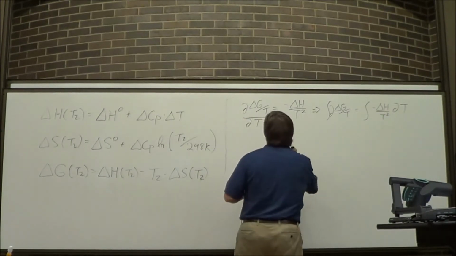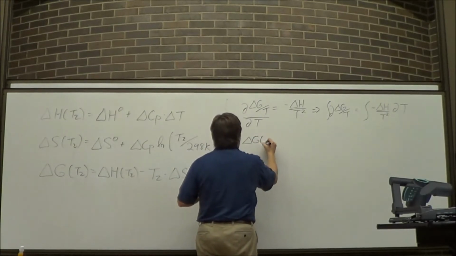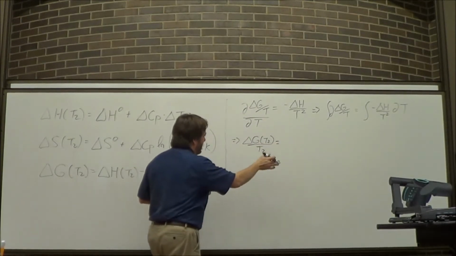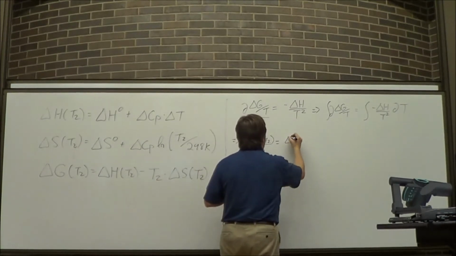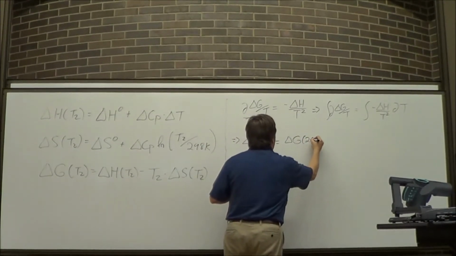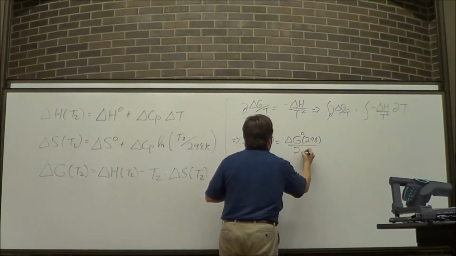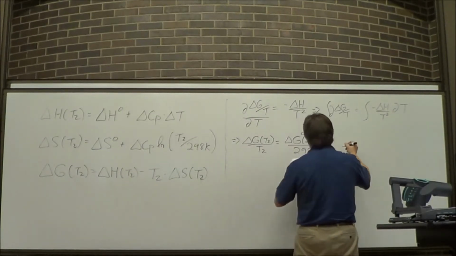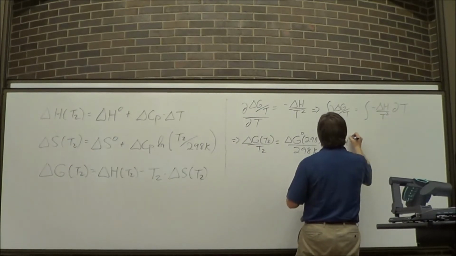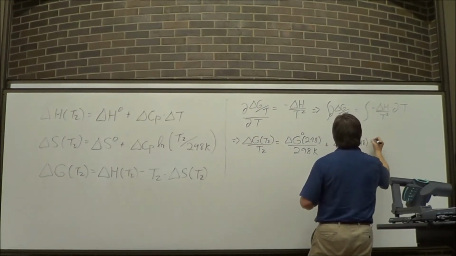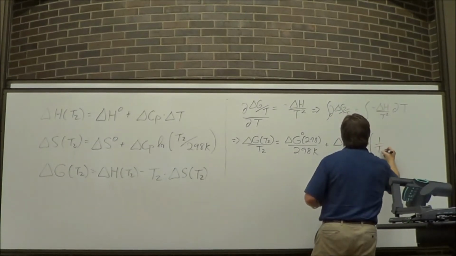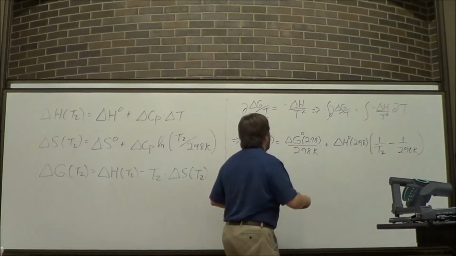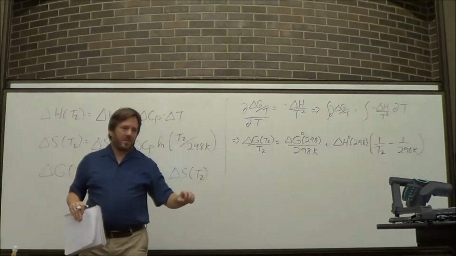I've done this before, I'm just reviewing. What you end up with is delta G at T2 over T2 would equal delta G one minus the other, so I'm just going to bring that over. I'm also working with the fact that T1 will be 298. And this would be plus, again, I remind myself, delta H naught, that's at 298, times 1 over T2 minus 1 over 298. Okay, again, integrate this, it's not hard. I've gone over this before.